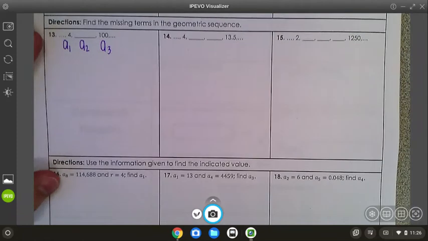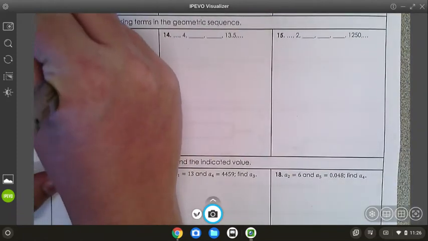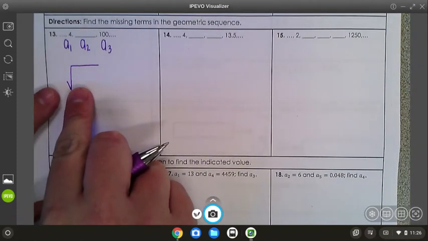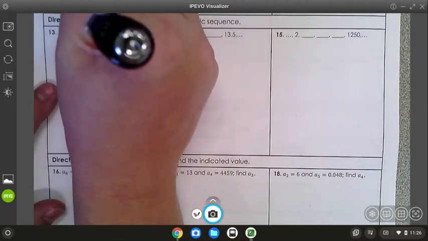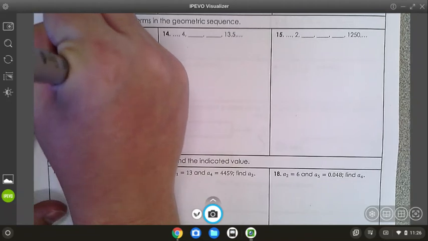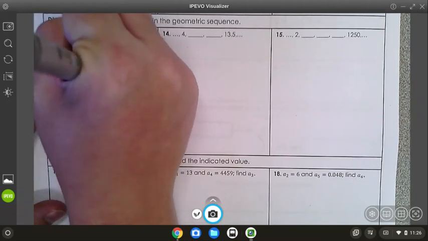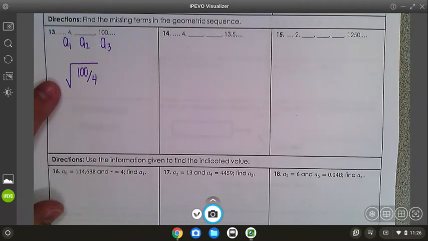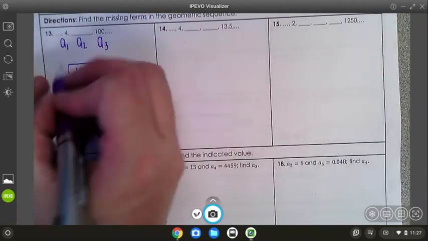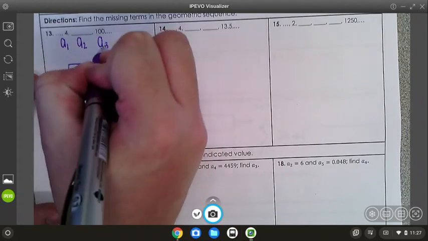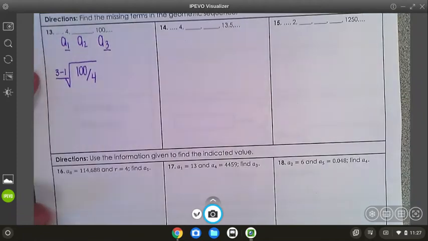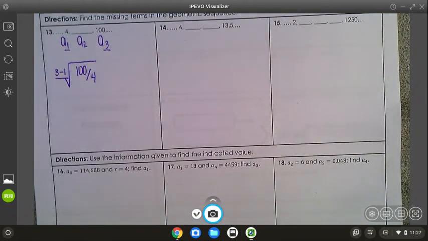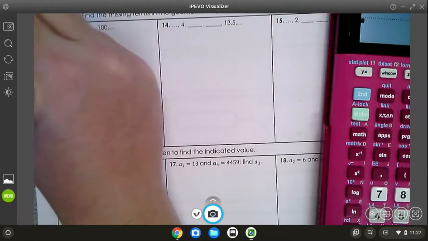is kind of weird. So we're going to find a root, not necessarily the square root. So under this radical symbol, we're going to take 100 over 4, or you could just do 100 divided by 4. And then the root is going to be 3 minus 1. This is going to give us our r.